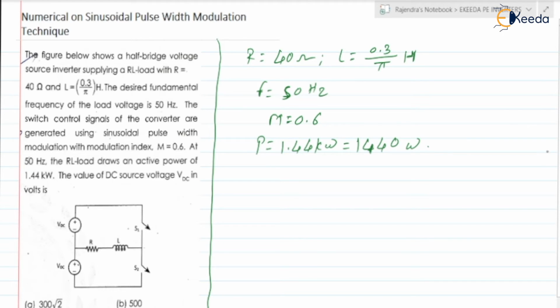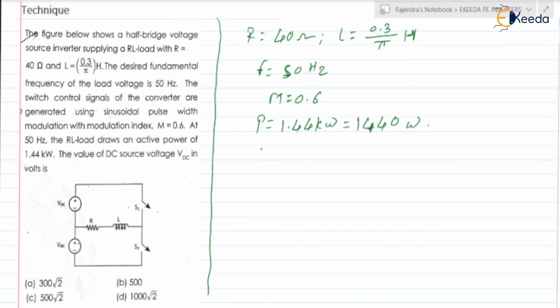Next, the DC value of the source, that is VDC, we need to find, and they have given four options. So our task is to find VDC. First of all, can we find the V0 RMS? Yes. For the half bridge, V0 is equal to M into, instead of VDC by 2, now it is VDC they have given, so M into VDC into sine of omega t.